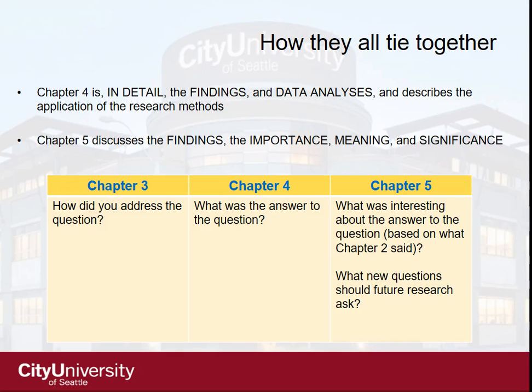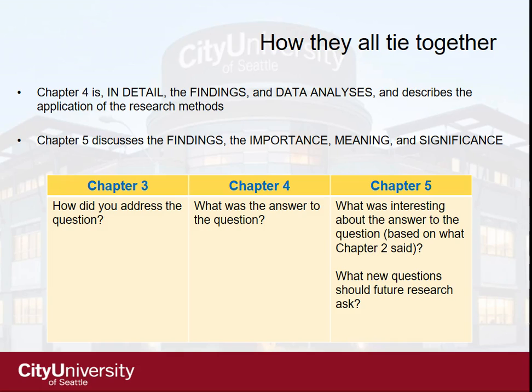Chapter 4 is what's the answer to the question? Tell me just the answer. And then chapter 5 is what was interesting about the answer to the question based on what chapter 2 said. Remember, your literature review is an argumentative piece that showed the gaps in the literature and showed why you need to do your study. Well, chapter 3 tells you what you're going to do.